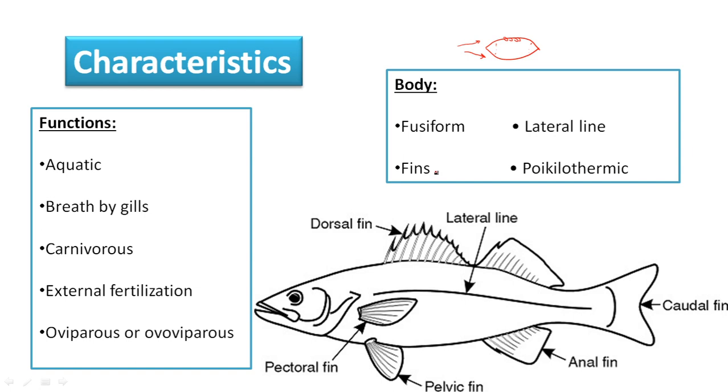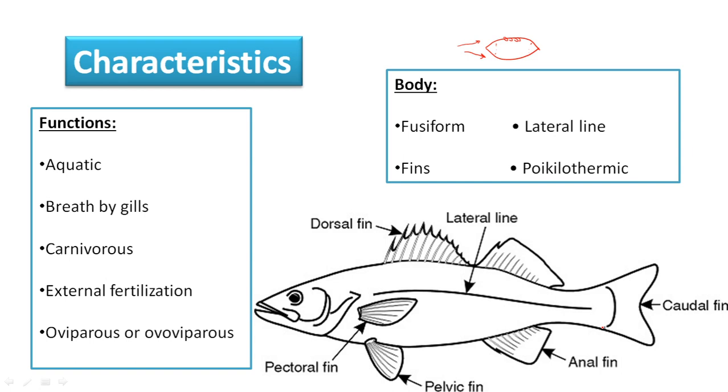Their limbs, sus extremidades, are fins. Fins allow them to swim, and you can find a large variety of fins, but mainly they usually have a dorsal fin, like this one. They also have a pectoral fin, which is this one, and also they have a caudal fin, which is very important. This is like the tail of the fish that they use to control the direction of the swimming.